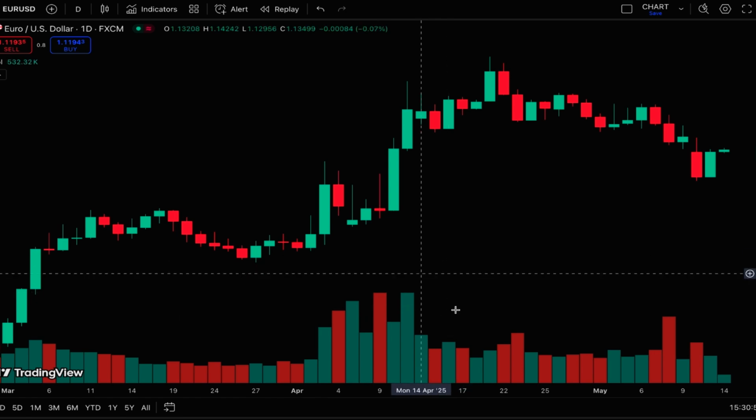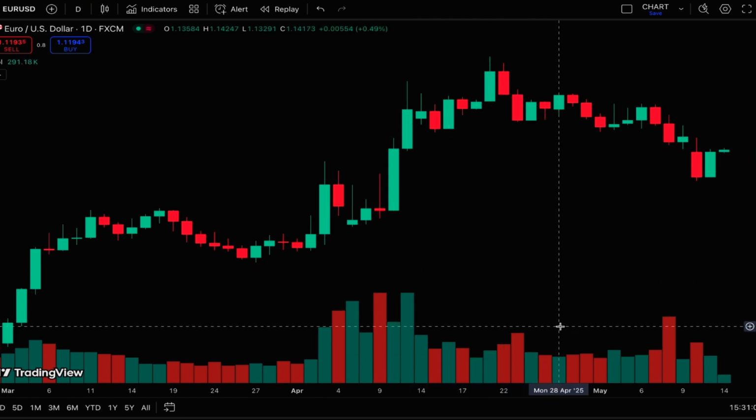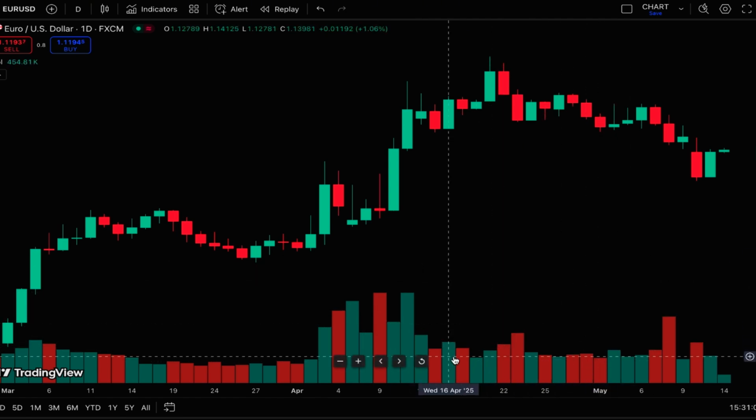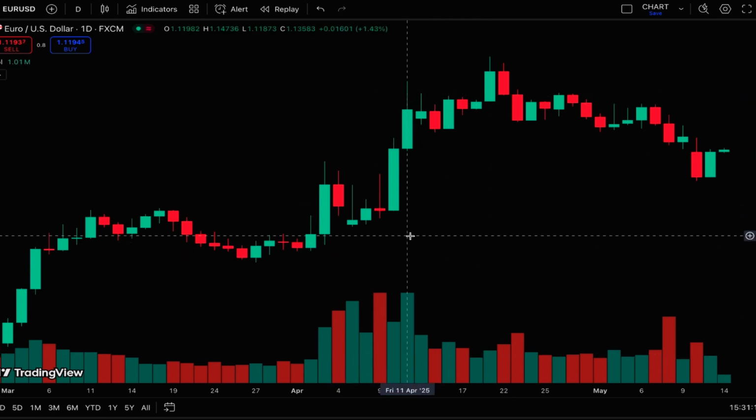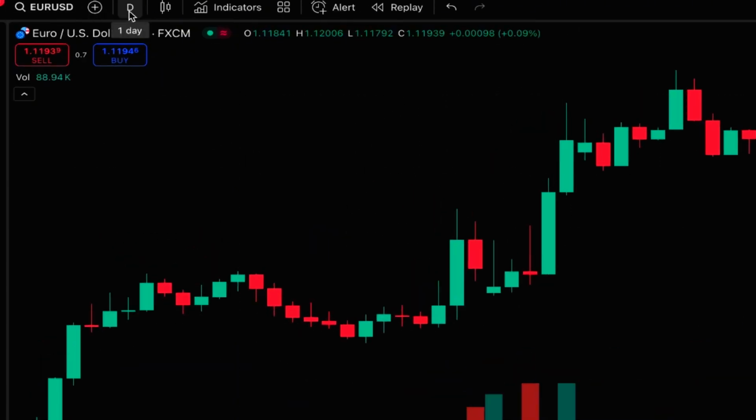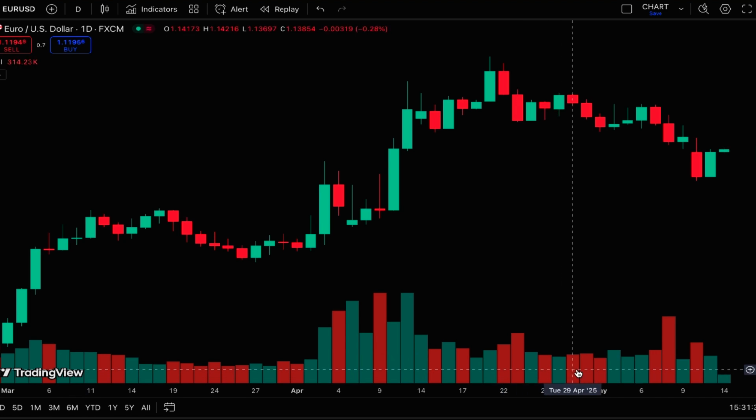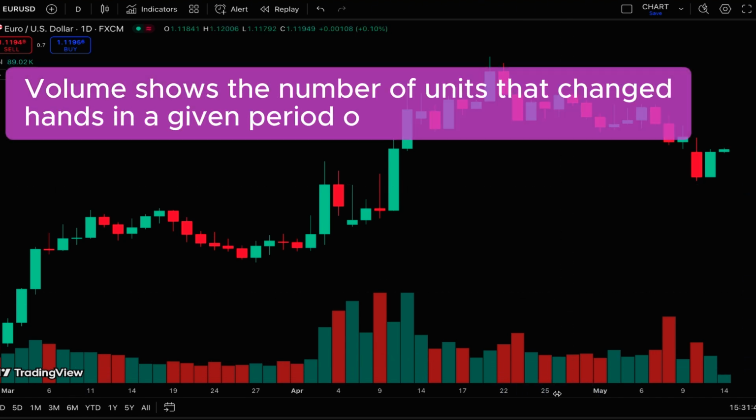When you add the volume indicator, here below the chart, you have some vertical bars that show the volume for every time period. For example, right now the time frame is on 1 day. So each bar here shows how much the volume is for every day. Volume shows the number of units that change hands in a given period of time.